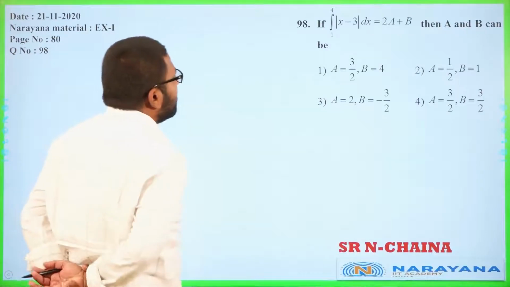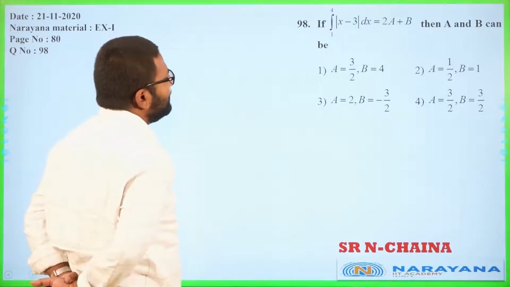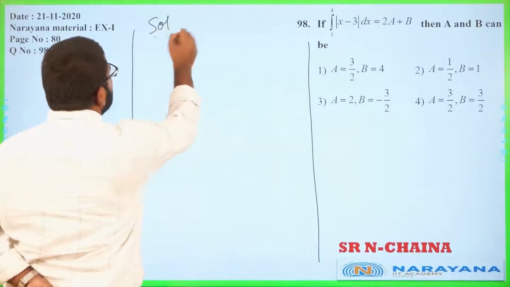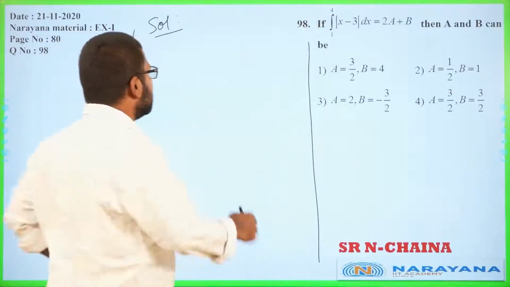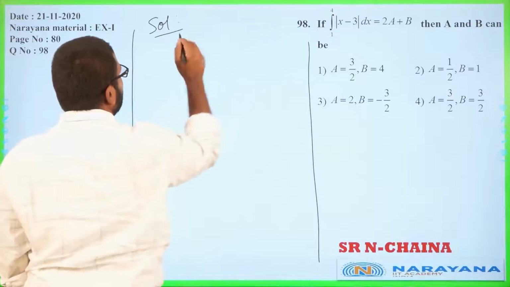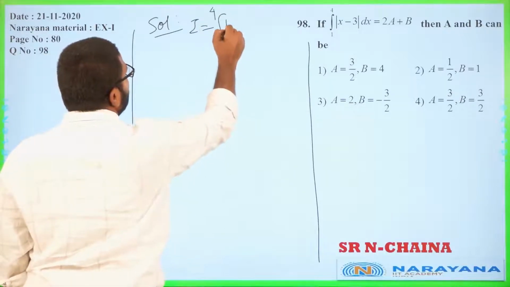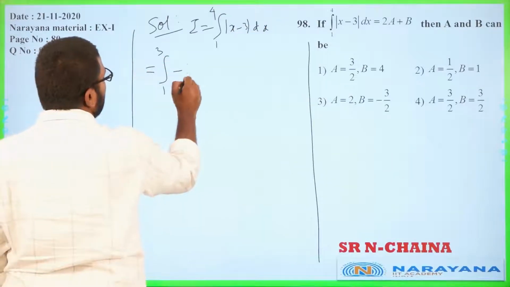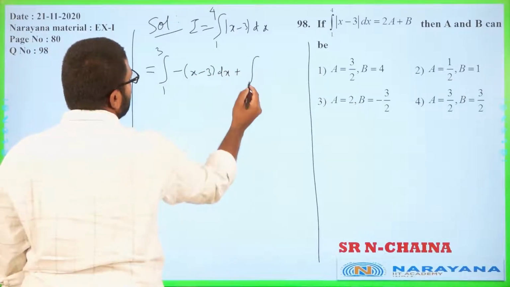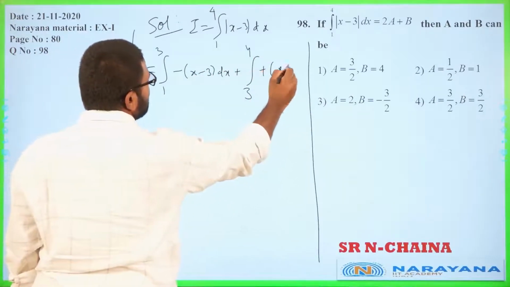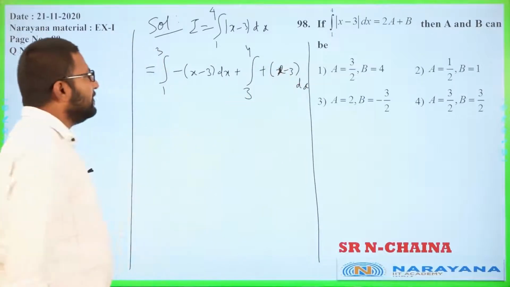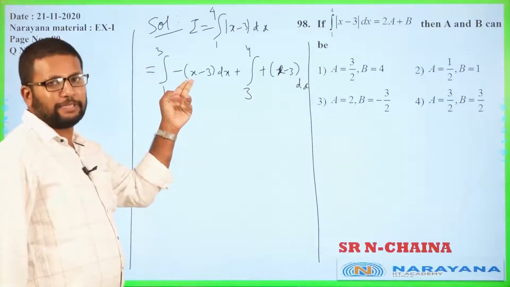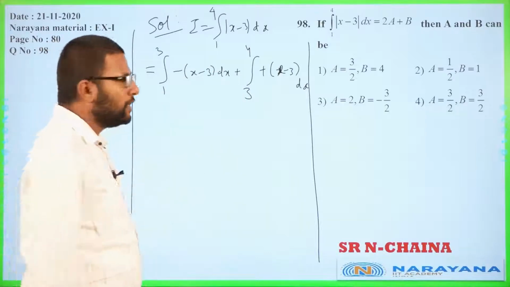Right. If the integral from 1 to 4 of mod of x minus 3 is 2a plus b, then a and b can be. Alright, so the first method, obviously you realize that as we did in the previous question, you split from 1 to 3 and 3 to 4. We will say I is equal to integral 1 to 4 mod of x minus 3 dx, which is integral 1 to 3 minus of x minus 3 dx plus integral 3 to 4 plus of x minus 3 dx, for the simple reason that when x is less than 3, in this interval the mod becomes minus of x minus 3, correct? And then you can proceed as you know.